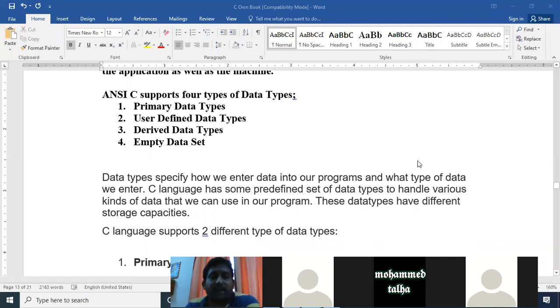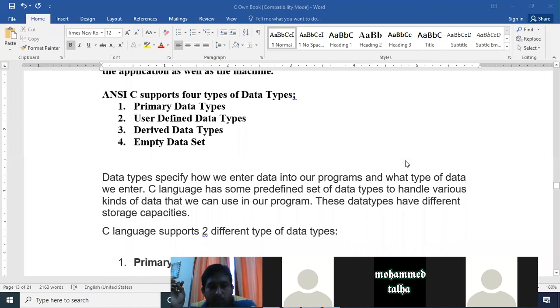Data types specify how we enter data into our programs. That is a major concept. Through data types we can send the data, and we can insert our data values with the help of data types. And what types of data do we enter? C language has a predefined set of data types to handle various kinds of data that we can use in our program. These data types have different storage capacity.